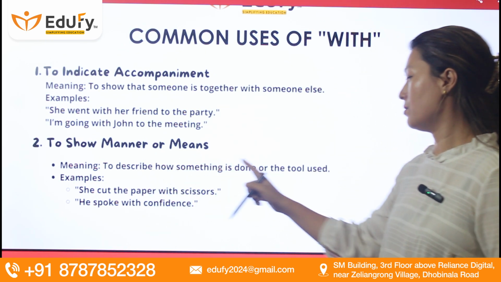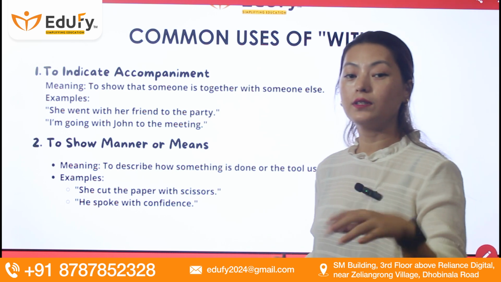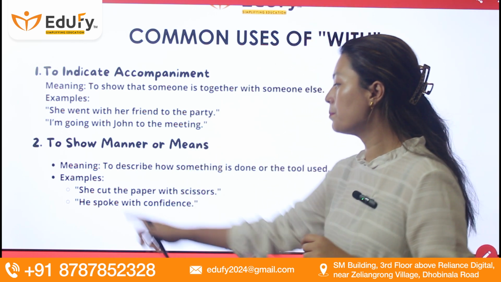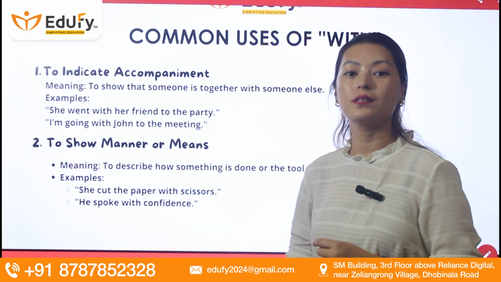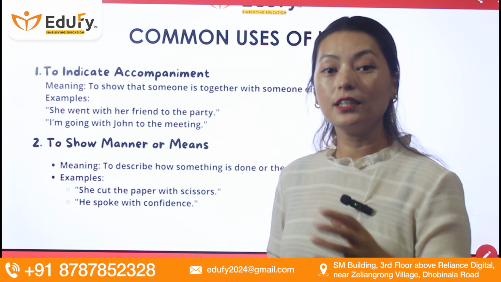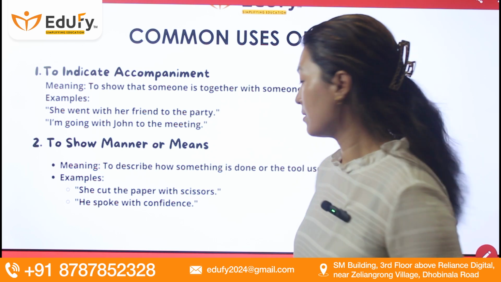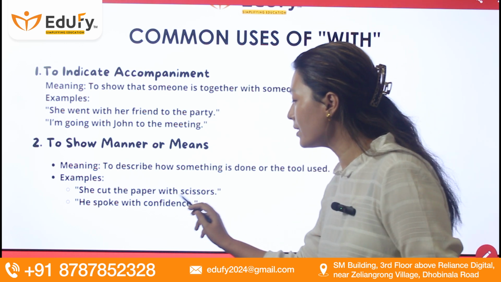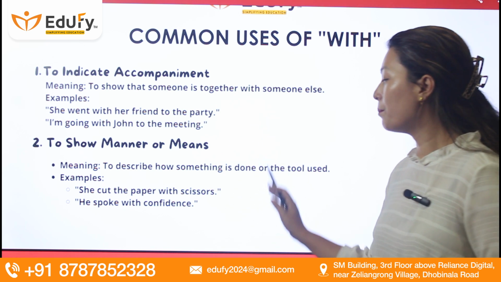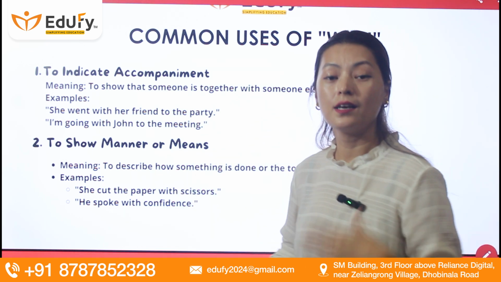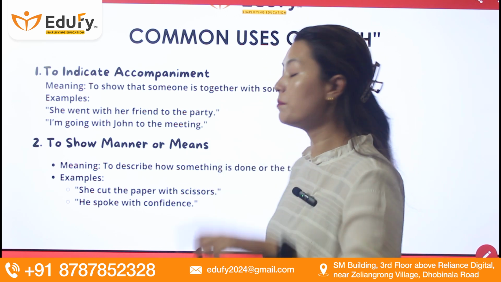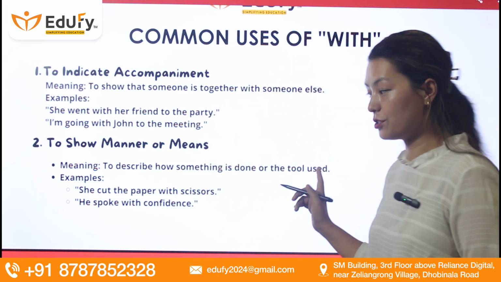Second point is to show manner or means. Meaning, it describes how something is done or the tool that is used to do that very action. For example, she cut the paper with scissors. The action of cutting the paper is being done with what? With scissors. So "with" is used to denote that something is being done by the use of scissors. That means the paper is being cut by the use of scissors. It shows the means through the action.